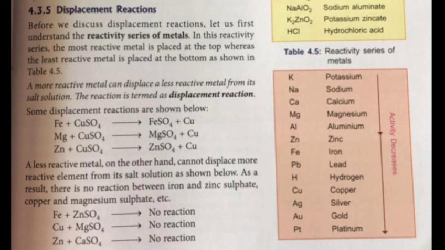So no reaction will take place whenever a less reactive metal is reacting with the salt solution of a more reactive metal. But whenever a more reactive metal reacts with the salt solution of a less reactive metal, it will simply displace that metal from the salt solution and take its place. Understood? So these were some displacement reactions, and with this the chemical properties of metals is over.